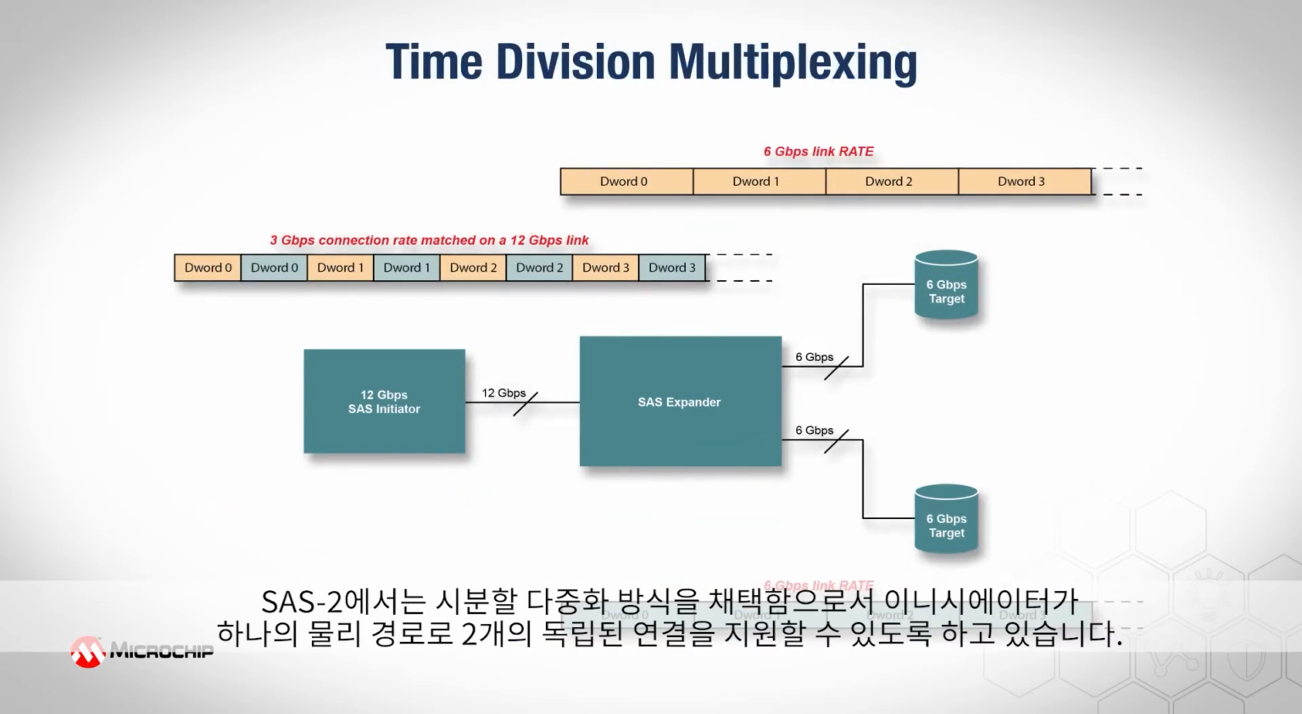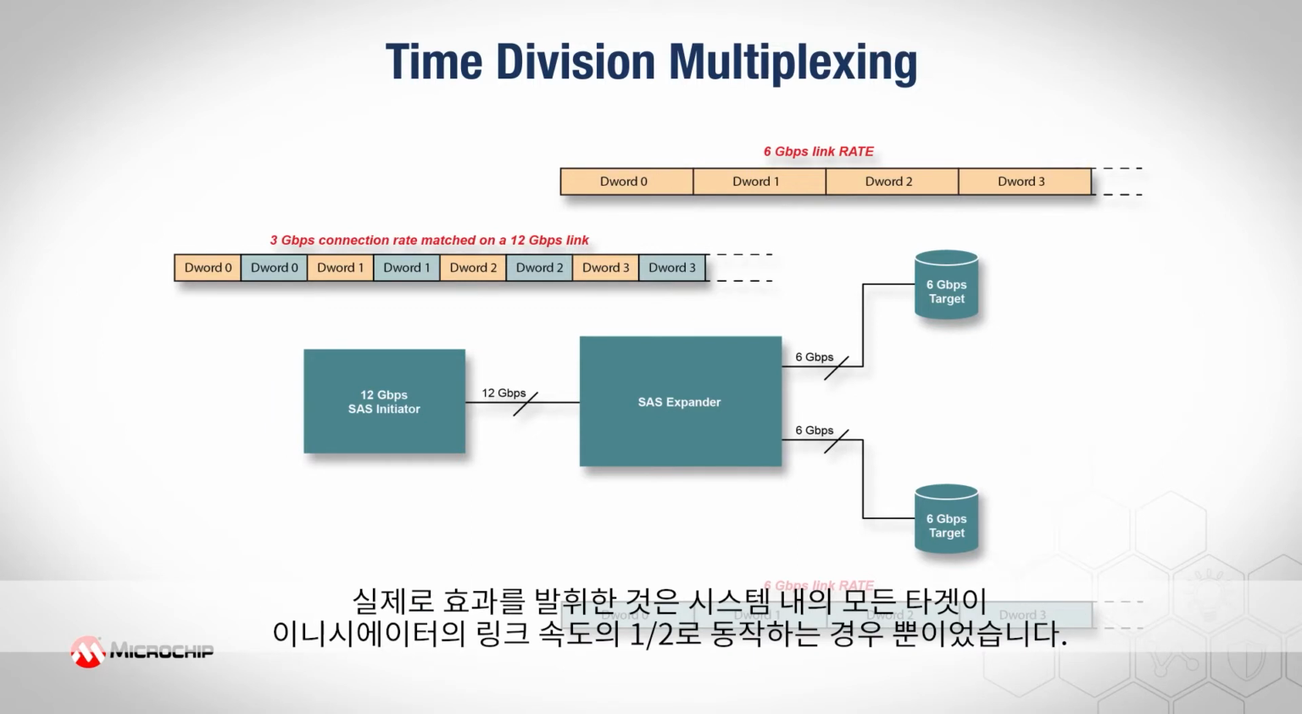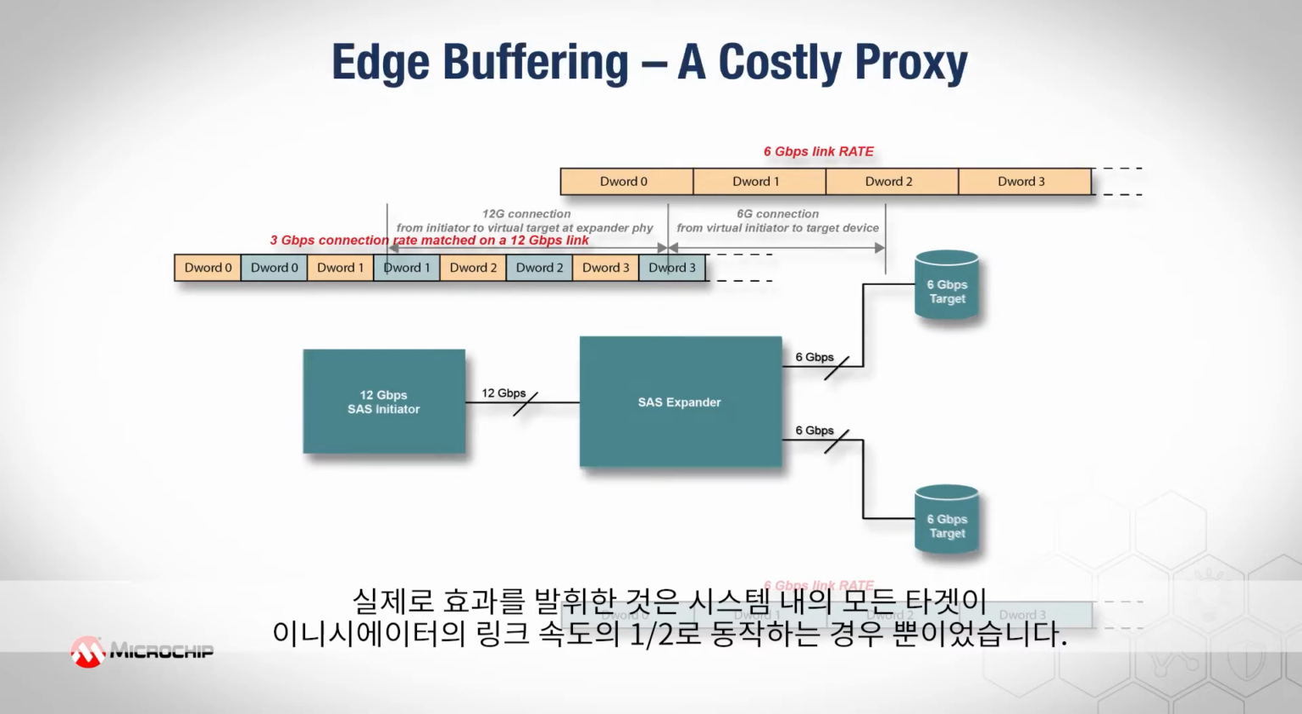SAS2 introduced a time division multiplexing scheme that allowed an initiator to support two independent connections on the same physical pathway. SAS2 multiplexing was unpopular because it was inflexible. It really only provided benefit when all targets in the system operated at half the initiator link rate.